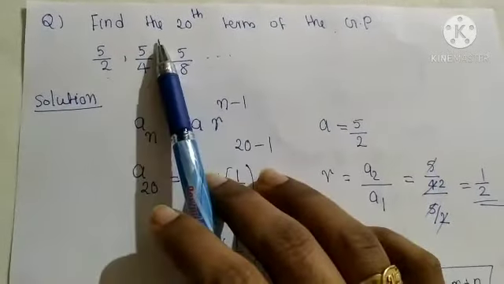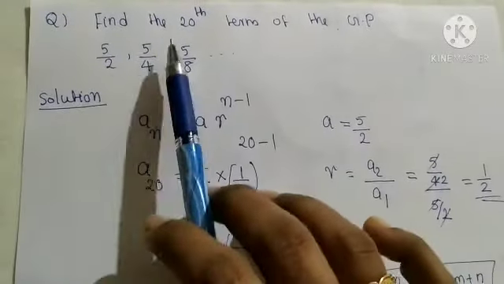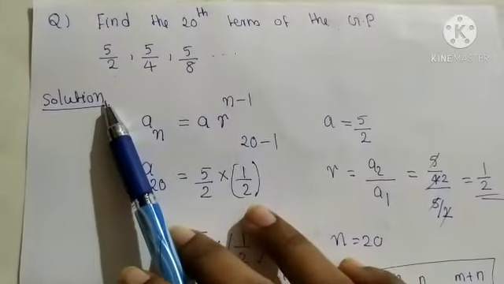This is our first question. Find the 20th term of the GP 5/2, 5/4, 5/8, etc. So let's start the solution of this question.